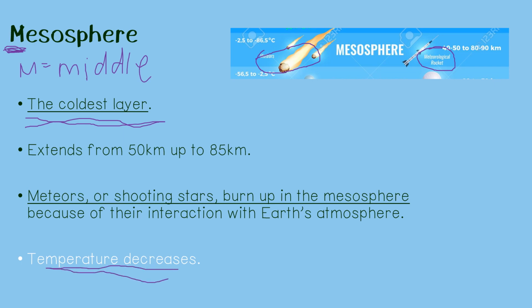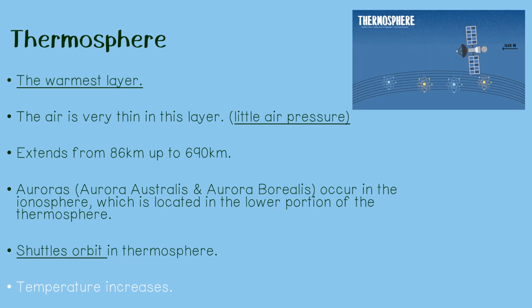All right, next we have the thermosphere. First, the thermosphere is the warmest layer. Unlike the mesosphere, which is the coldest layer, the thermosphere is the exact opposite. It is the warmest layer. A way that helps me remember this is thermo. What other word starts with thermo? Thermometer. So thermometer, warmest layer.